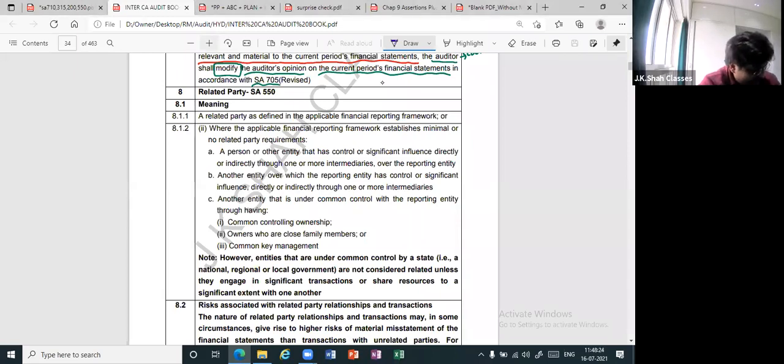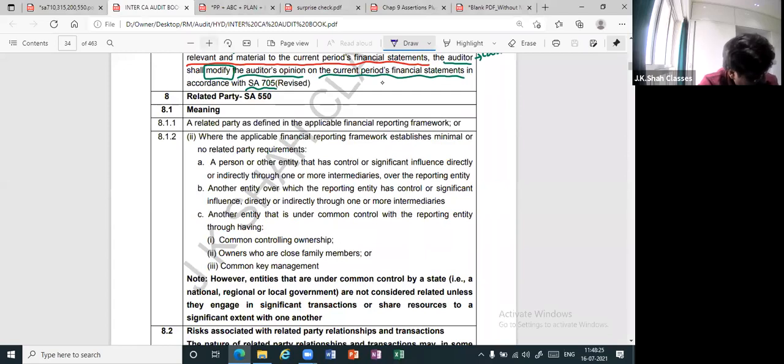Come. Related parties, firstly, I hope you realize the meaning. This is important. This comes in the examination for 2 to 4 marks. Majorly 4.